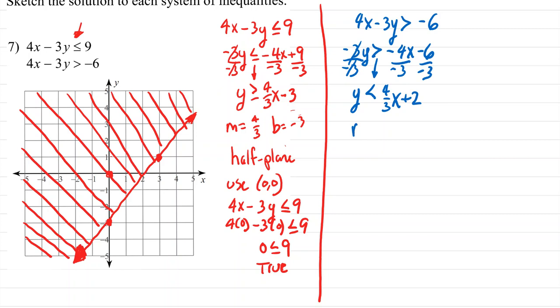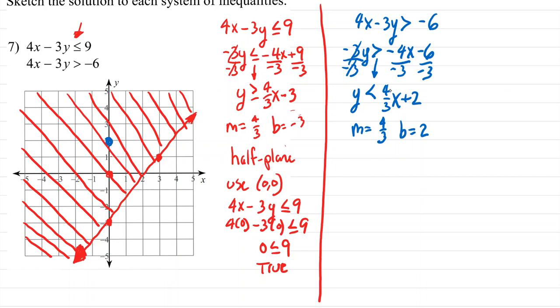So now we can find m equals 4/3, b equals 2. All right, we're good to go. We're going to take this b and graph it. So we're going to come all the way over here to the origin, and we're going to go up 2 units, 1, 2, and that's where our first dot is going to go.